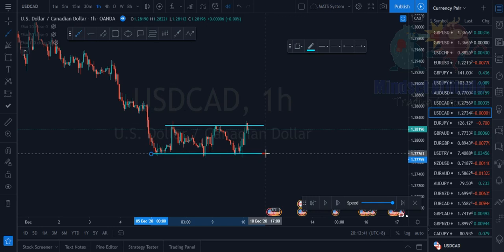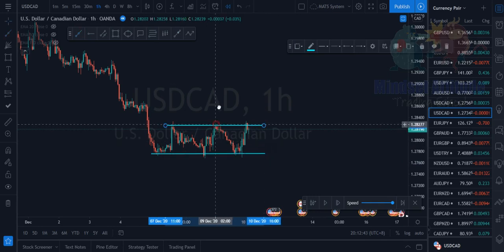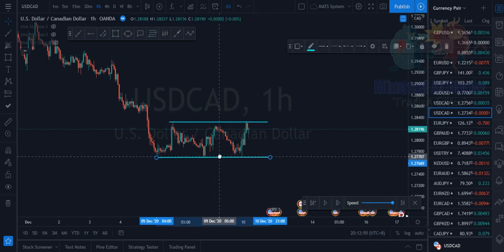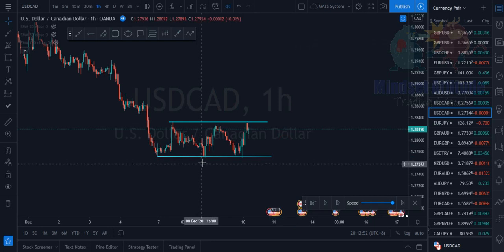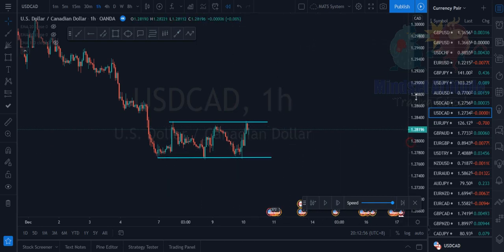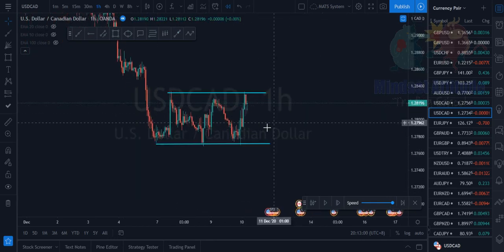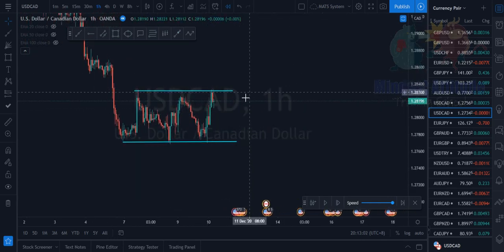I would love to always move my resistance or support to the highest point that the price actually moved, excluding the wick. I don't draw exactly. You can put it on the wick if you want. Usually I don't do that. Just habit. It's the same. So a breakout, it's a very clean breakout, you can see.